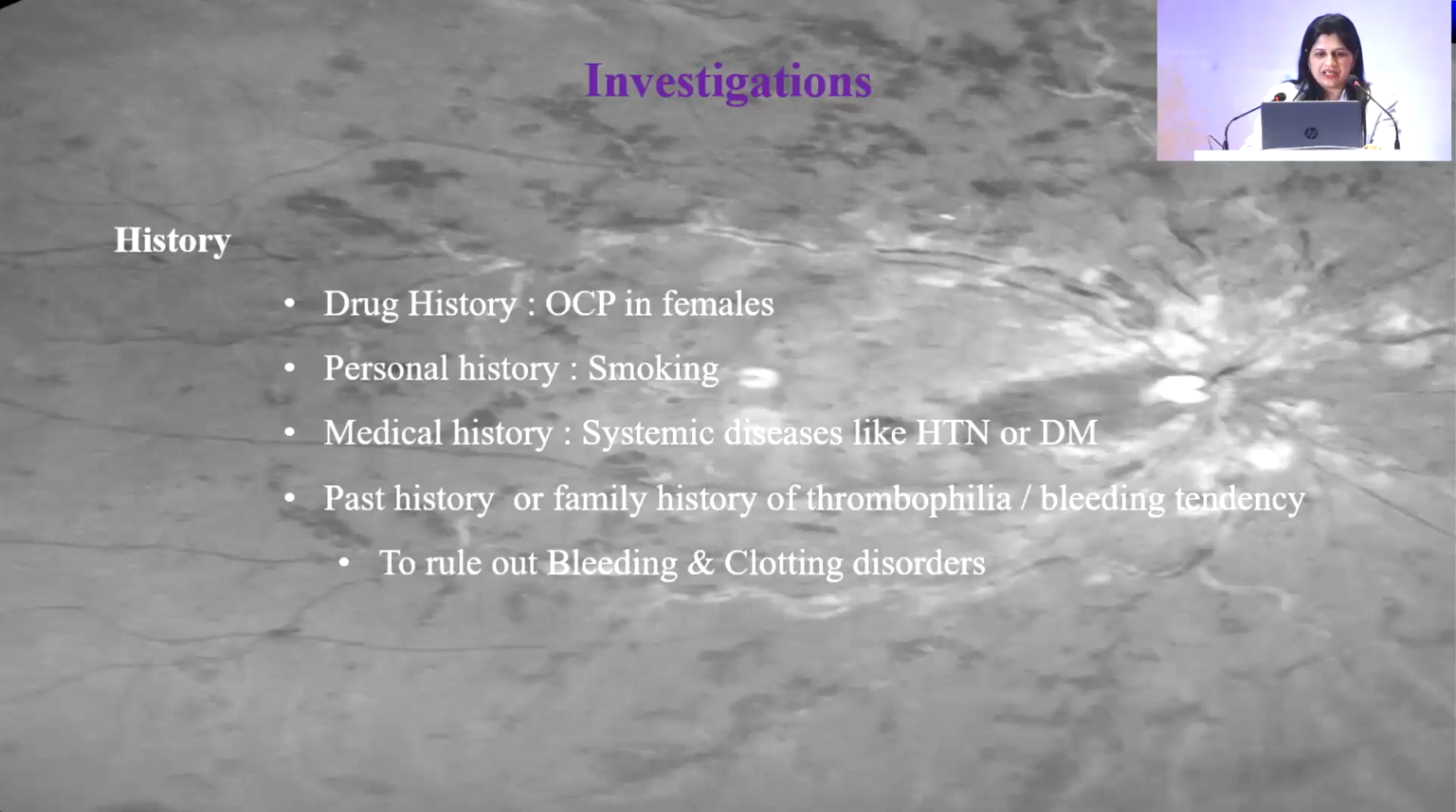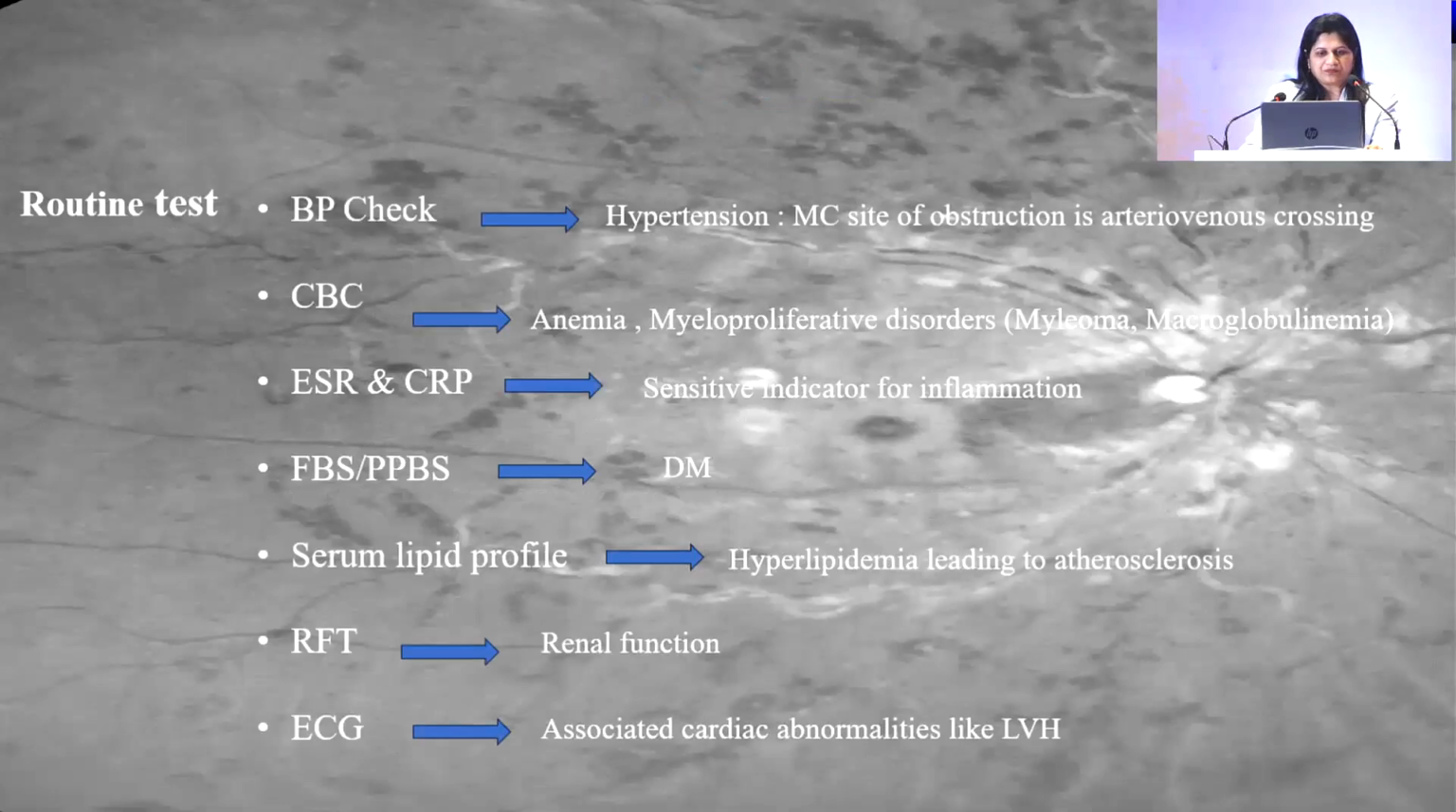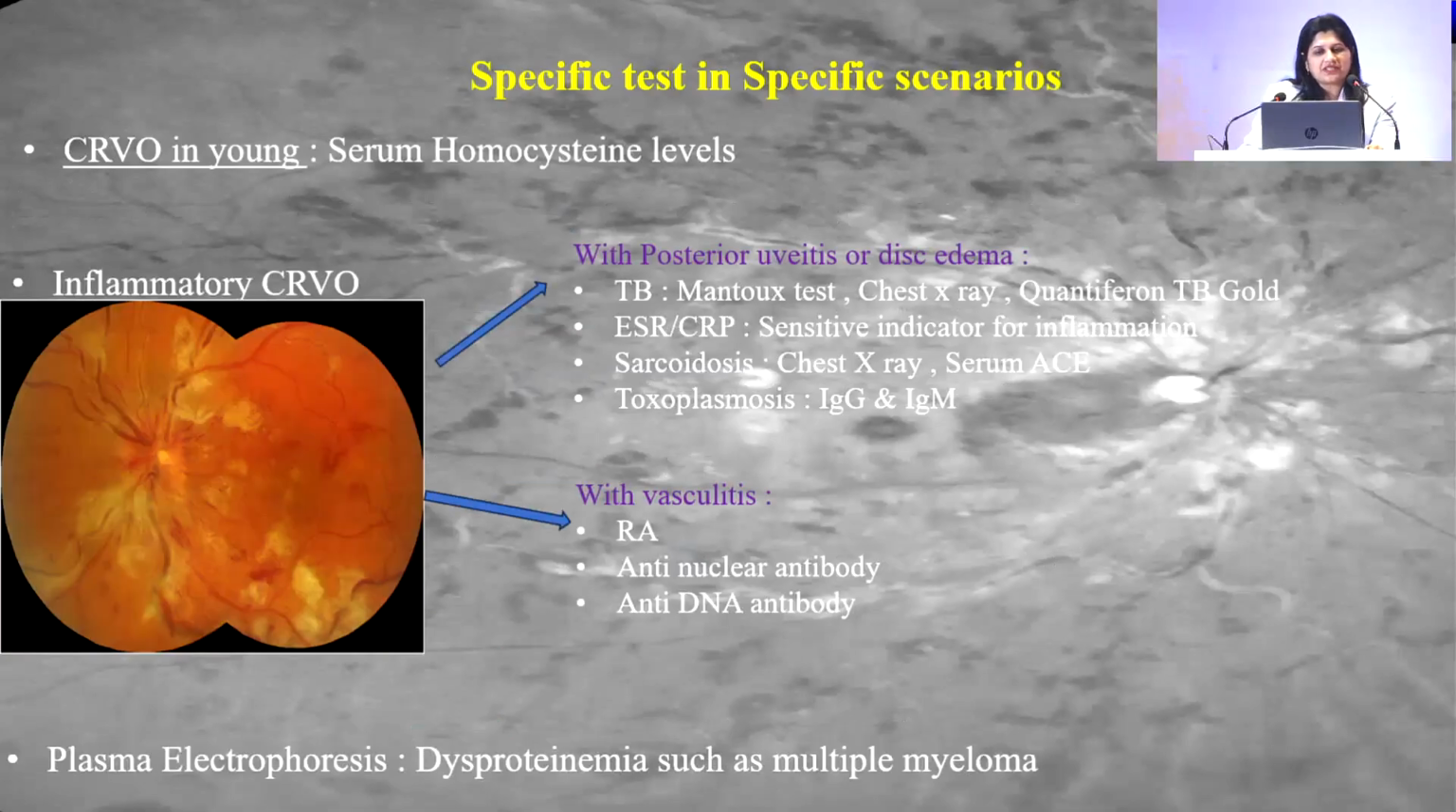So while investigating the patient, the most important and primary thing is that you go through the history properly. Especially the history of oral contraceptives in cases of females, personal history of smoking, and medical history of systemic diseases, and also the past history. So these are the routine tests which should be done in every case of patient presenting with RVO. So which are the specific tests which we should do in specific scenarios?